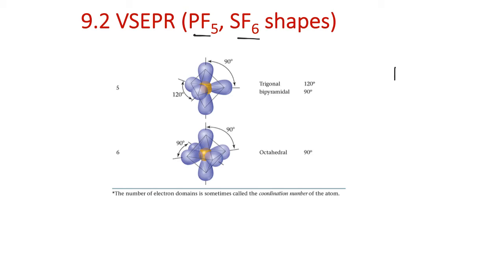PF5's Lewis structure would look like this. So we have five fluorines attached. If we do a quick count, five for phosphorus, seven times five for the fluorines, that's 40 total electrons. And so if we have five fluorines with eight electrons each, that would be all 40 electrons. Just making sure we see in the Lewis structure, there's no lone pair of electrons on phosphorus.